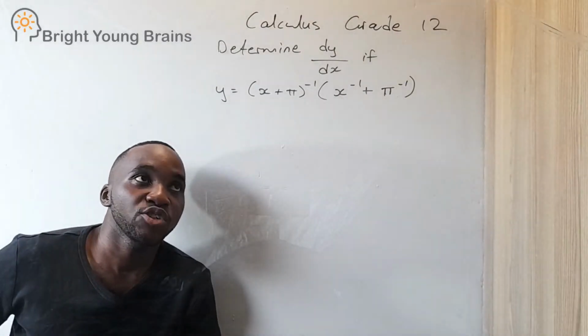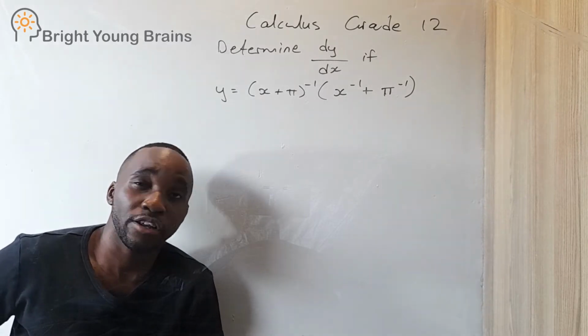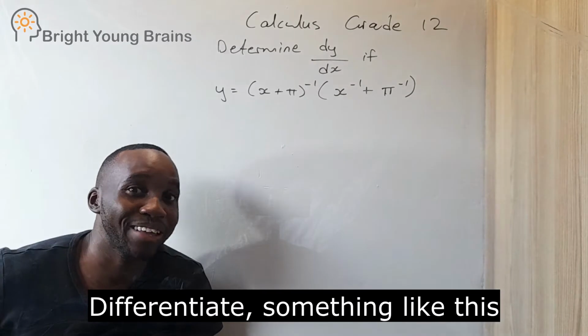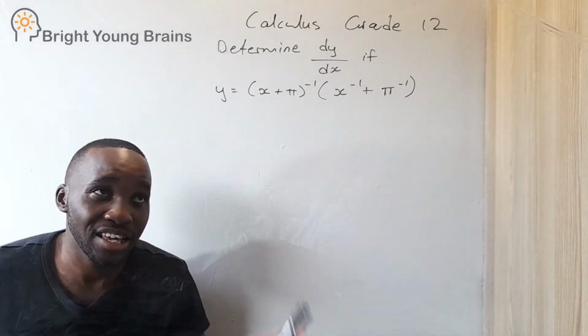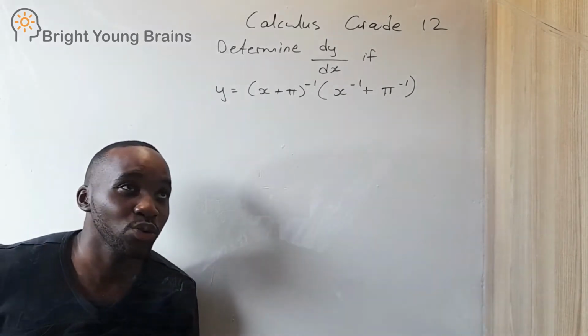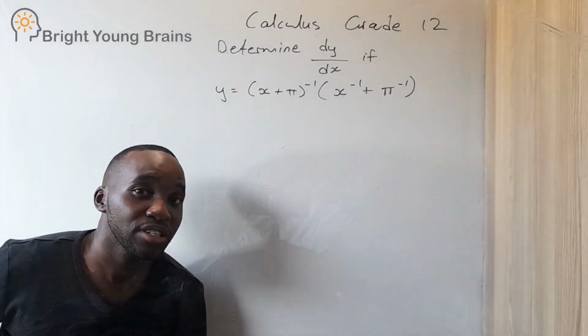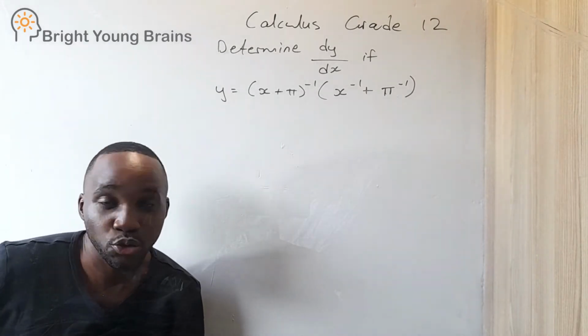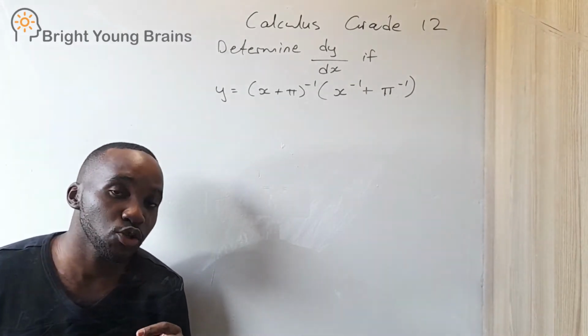Calculus grade 12. In differential calculus for grade 12 learners, we need to know how to differentiate something like this. Now the big idea here is that pi is just a number, and yeah, this kind of looks funny, so getting dy over dx for this expression using the power rule is something that we definitely need to know how to do, and we're going to showcase that in this tutorial.